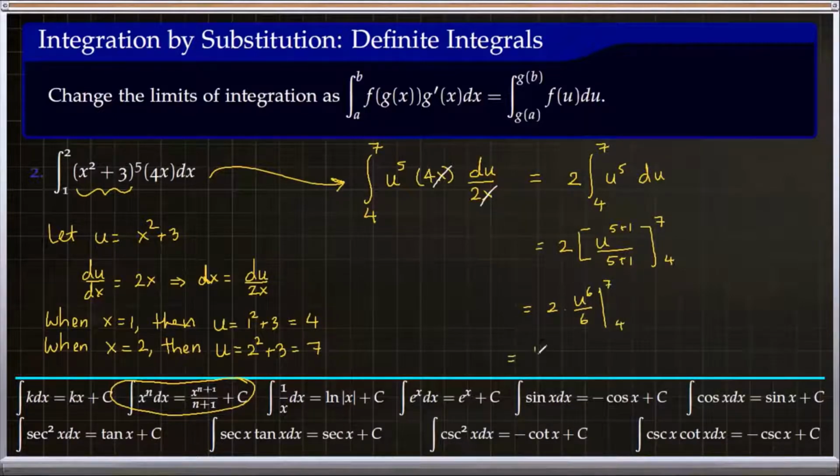And 2 over 6 is 1/3. I'm just going to pull that out in the front. Then u to 6 will be 7 to 6 minus u to 6, which will be 4 to 6. So we have 7 to 6 minus 4 to 6. Now you may need to use your calculator to get 7 to 6 minus 4 to 6. So when you put all this in your calculator, it should come out to be 37,851. This is the value of this integral.